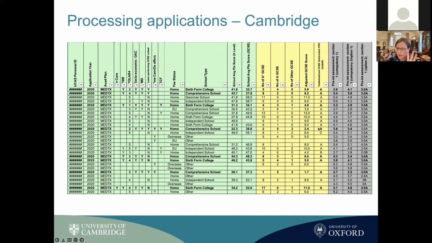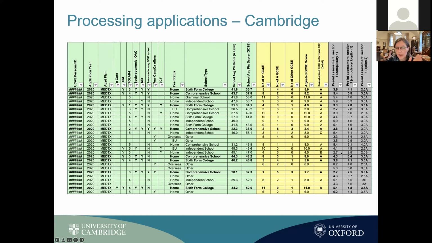And so it enables us to just sort of get a little bit more nuance into that GCSE data. So what we don't do is just say, oh, they haven't got 8 A stars, we're not going to do anything with them. We always contextualize that GCSE material in particular. And then the other thing you can see here is the admissions assessment scores. This is medicine, so this is the BMAT.